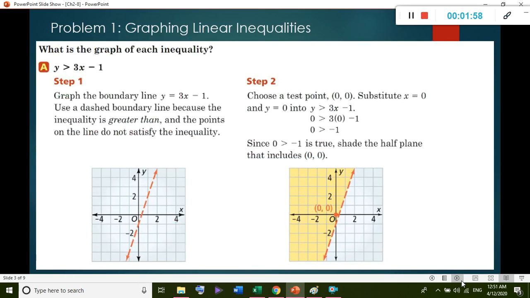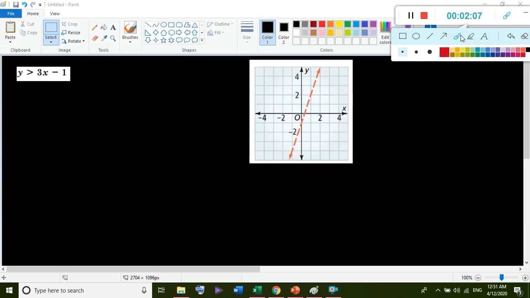So let's start with a problem, so it's going to be easier for us to understand. What is the graph of each inequality? Let's solve it together. They already gave us the graph of the line, or the boundary. How they graphed it: you take x values like -1, 0, 1, 2, substitute the x values to find the answer of y. Then you plot the points and make a boundary, or a line.